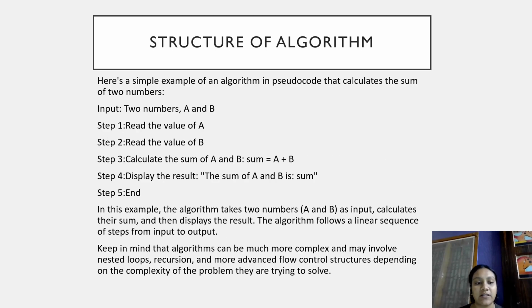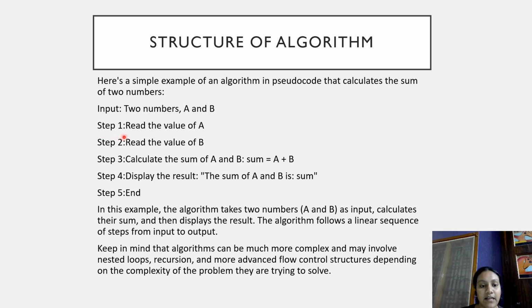Here we have a simple example of an algorithm. This algorithm we are going to use to find the sum of two numbers, where we are going to print the sum of two numbers. So here we are going to take the input from the user as the two numbers, A and B, of which we are going to print the sum.